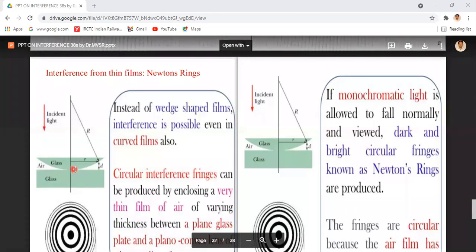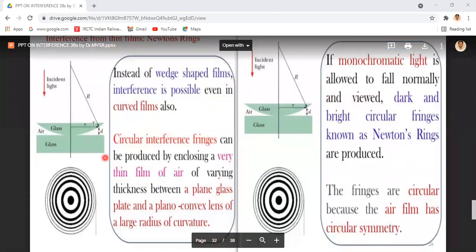Because of these two, the plano convex lens and the circular glass plate, they are in contact at a point O. Around this point of contact, there is an air film of varying thickness, so this film is called a curved film. Whenever light is incident on this curved film, say the thickness of the film is D, it will be reflected from the upper surface and also from the lower surface of the curved film. As a result, some path difference exists between them.